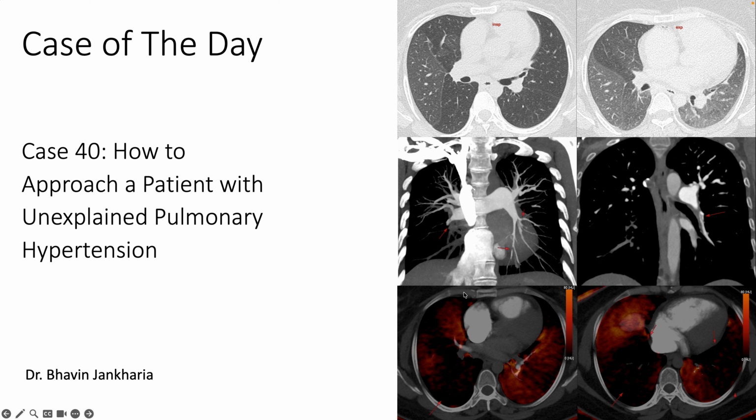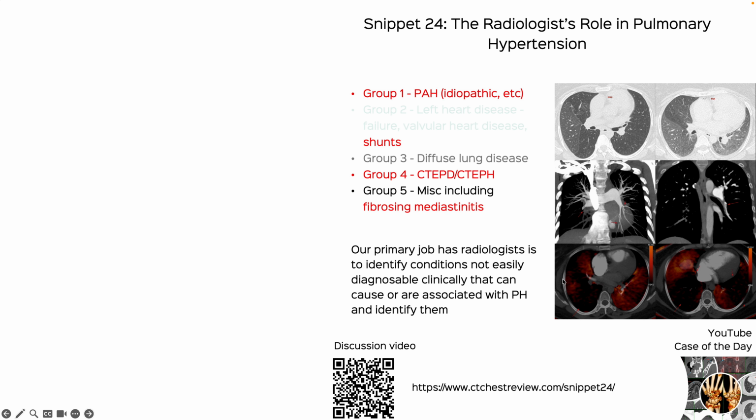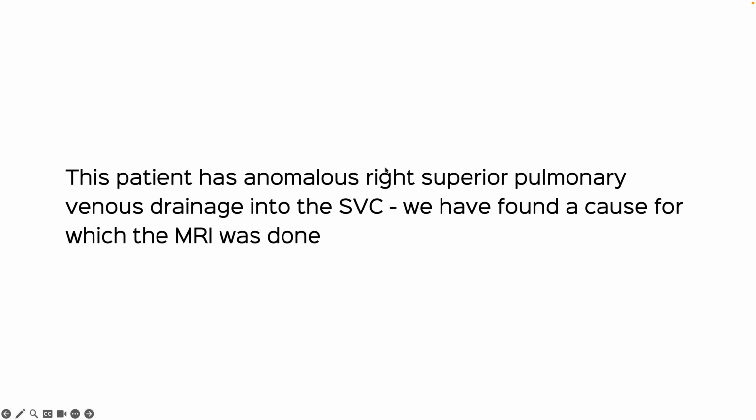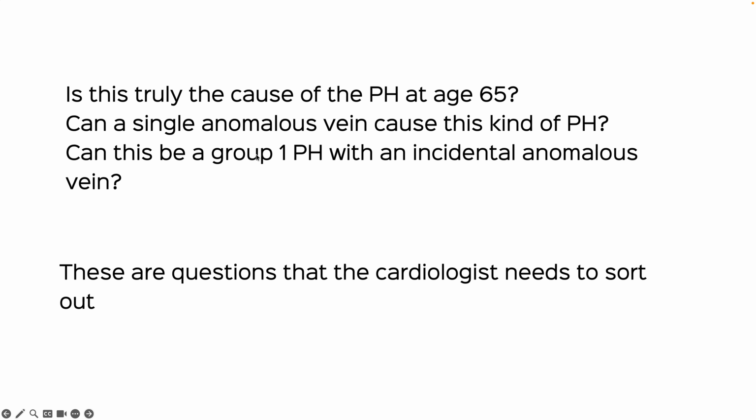And I did talk about one of these causes as case 40, and you might want to look at that. And I did a whole snippet once when somebody had missed a finding, and that's the radiologist's role in pulmonary hypertension. So our patient has an anomalous right superior pulmonary venous drainage into the SVC, and we found a cause for which the MR was done.